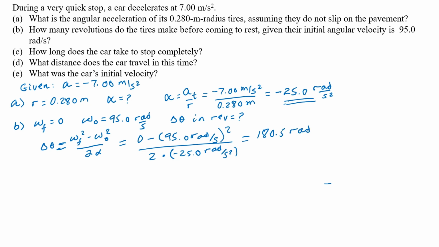But we are asked to find it in revolutions. Therefore, we have to convert it to revolutions. To convert it to revolutions, we multiply by 1 revolution and divide by 1 revolution equivalent radians, which is 2 pi radians. That's equal to 28.7 revolutions.